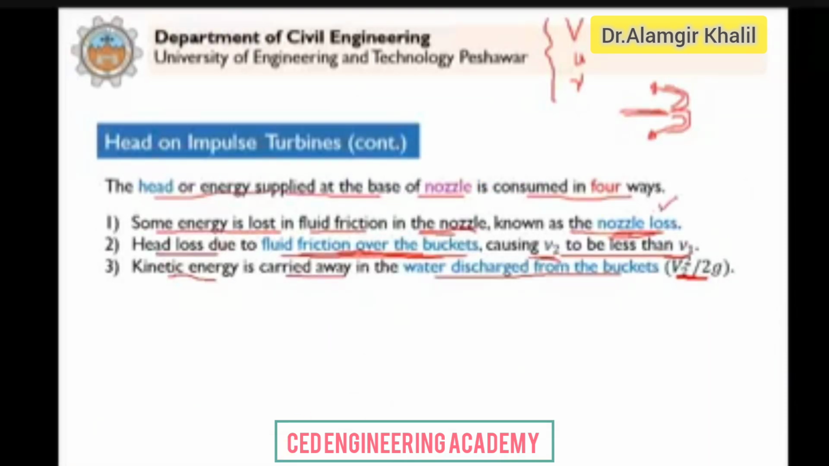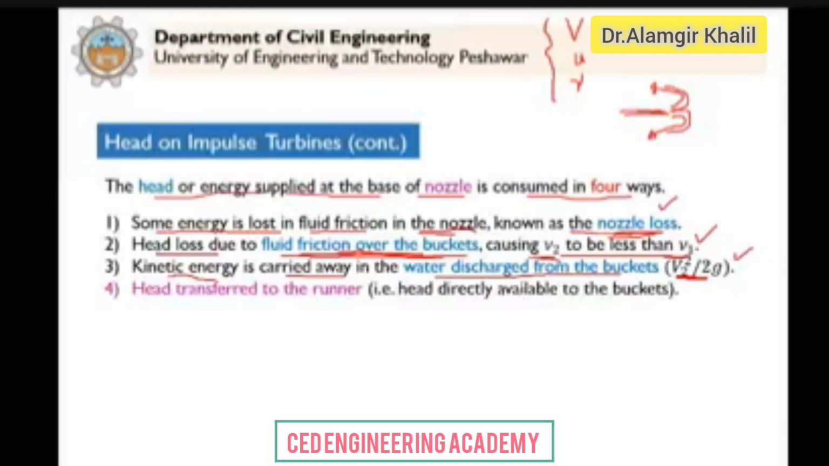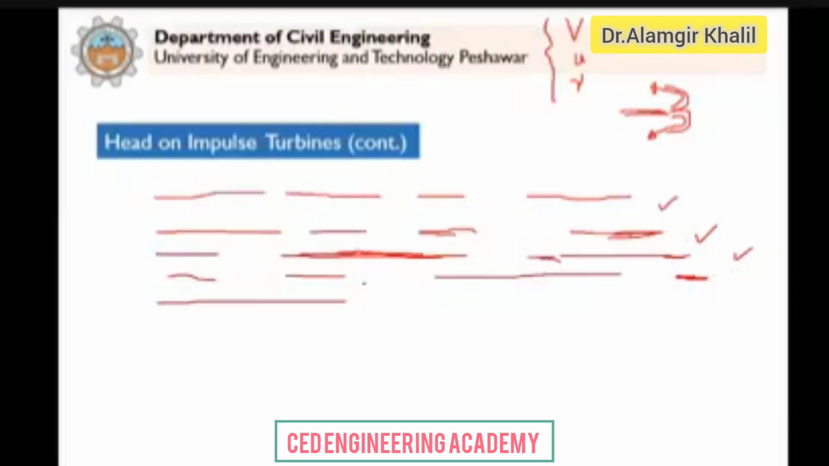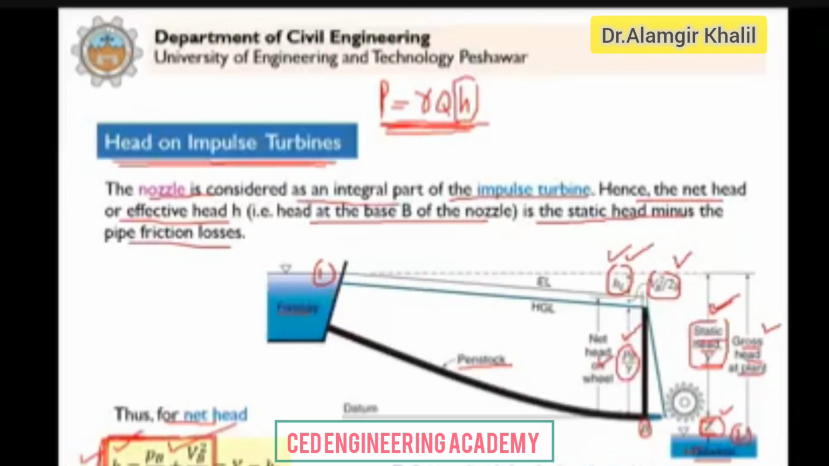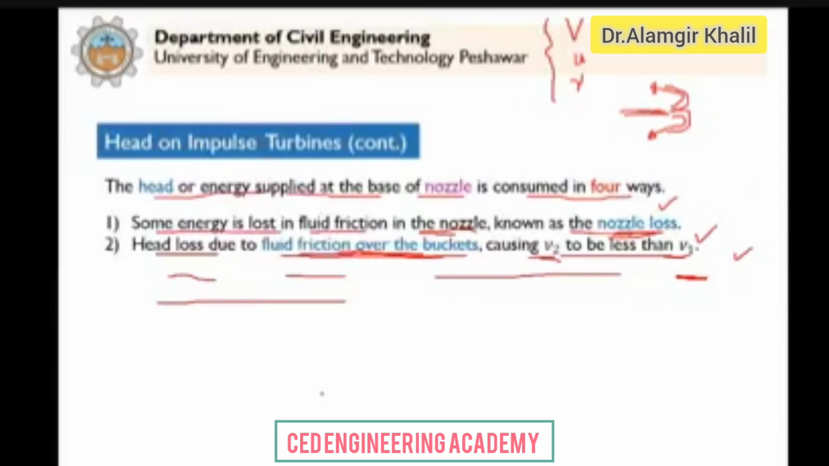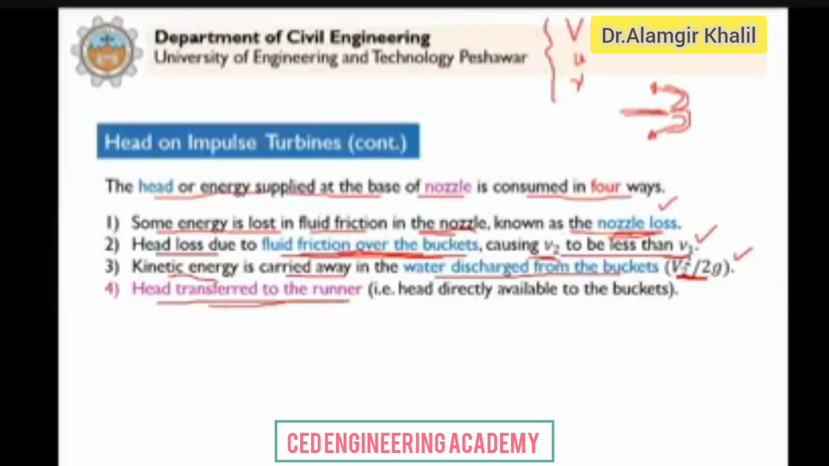The nozzle loss, the friction over the buckets loss, and as the water leaves the buckets with small absolute velocity, that is a loss. The remaining will be the head transferred to the runner. Out of this head, if we subtract the three losses, that will be the head that will be transferred to the runner. That is the head directly available to the buckets.